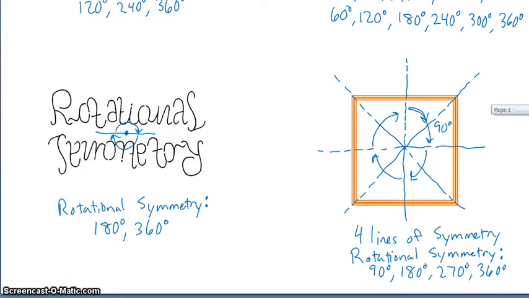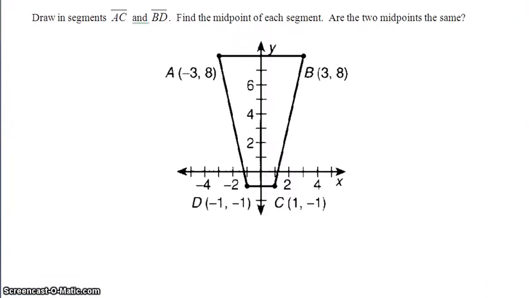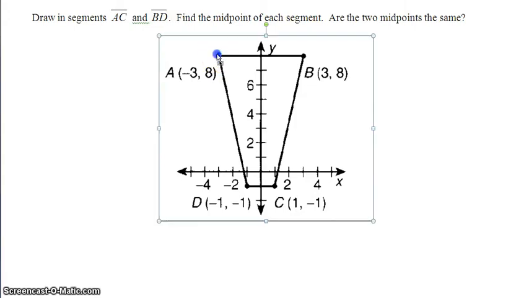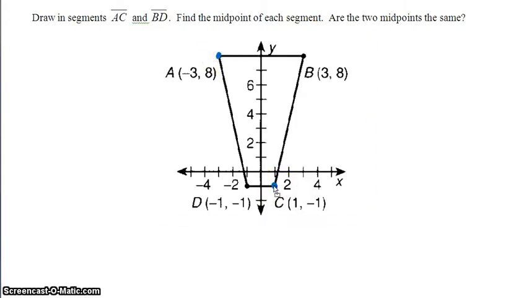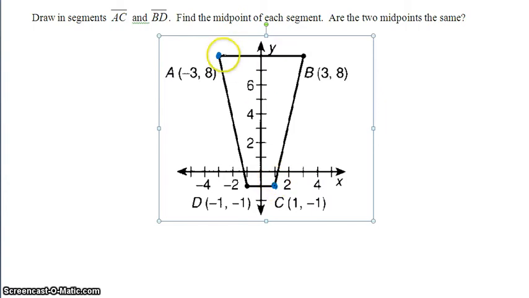The second concept we're going to cover is midpoint. Midpoint is just the point in the middle of a line segment. The directions for this problem say draw in segments AC and BD. I'm going to take a ruler and draw in the segment AC. I start at point A and I end at point C. To draw in line segment BD, I'm going to start at point B and end at point D. Again, use a straight edge and connect those points.